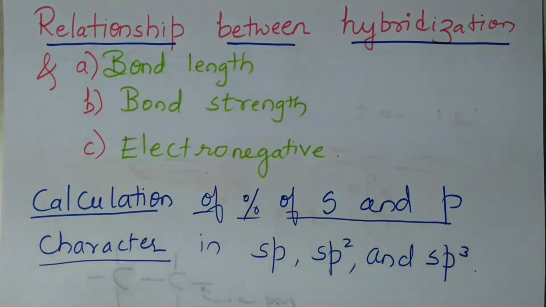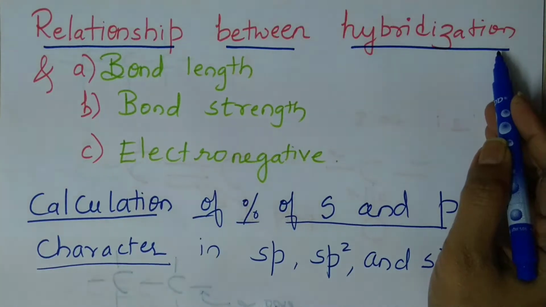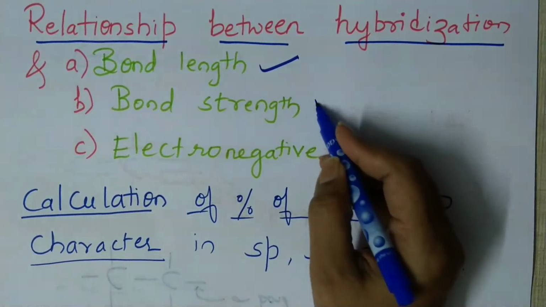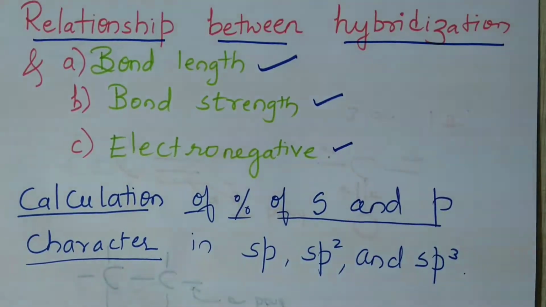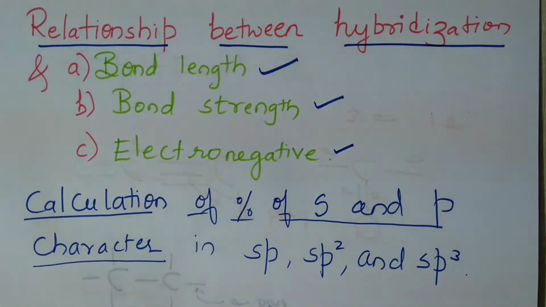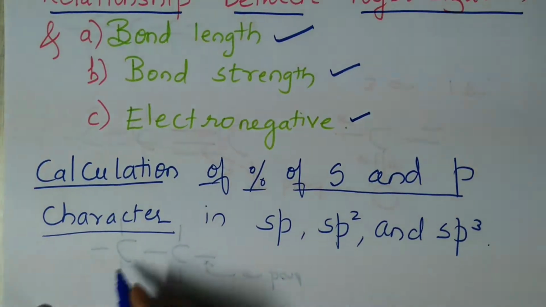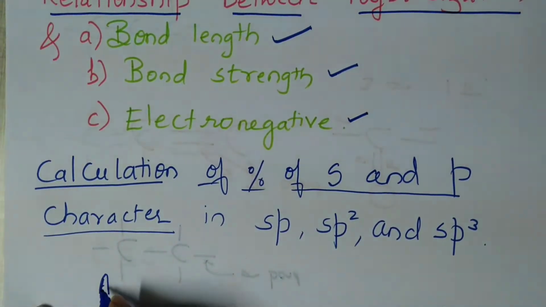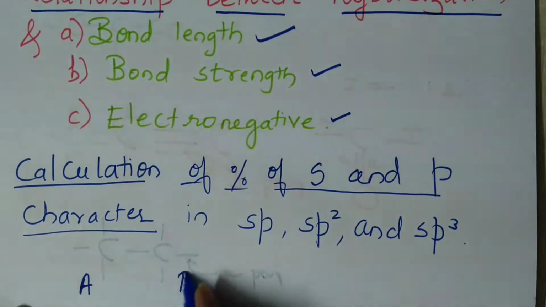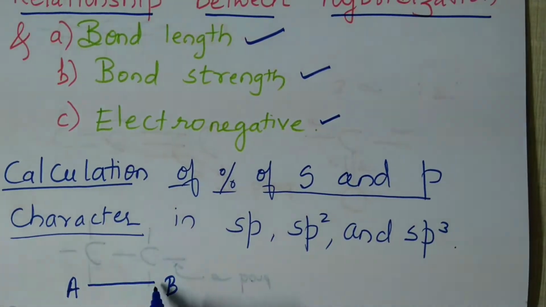Today, let us learn about the relationship between hybridization and bond length, bond strength and electronegativity. Okay. So, what is bond length? The distance between two atoms. Suppose I have atom A and B. The distance between these two atoms is called as bond length.